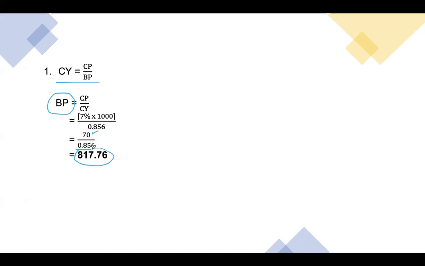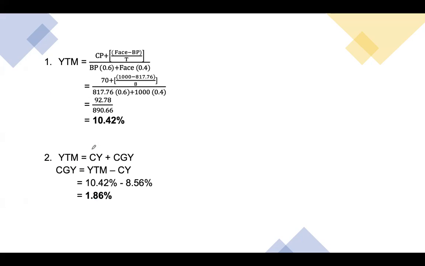Alam mo ang coupon payment, alam mo kung ilang years until it mature, kaya pwede ka nang mag-estimate ng YTM. So face value, 1,000 minus 817.76 over 8 years plus 70. Divide this by 60/40 format, so that's 890.66, so that's 10.42, that's the YTM.